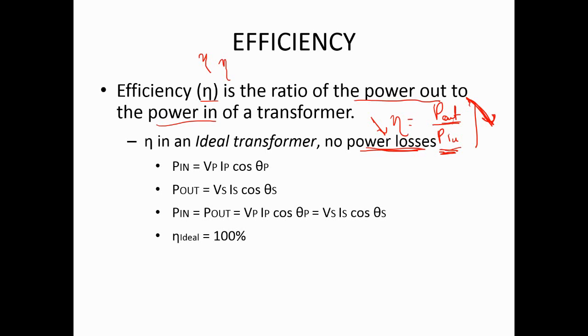Then your efficiency will be maximum at 1, or in percentage at 100%. Right? So how do we calculate this power? Previously I said that we will see it later, so now we'll see it.